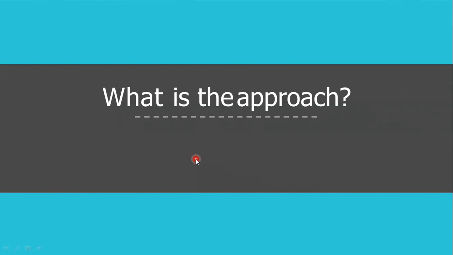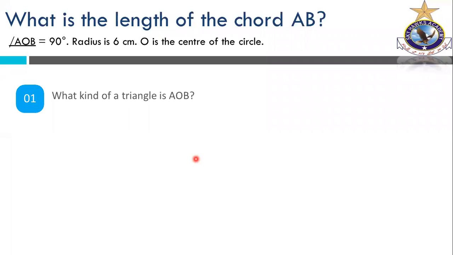So let's see what the approach is. The approach is very simple. What is the length of the chord AB? Think about what our question is. The question is in front of you, right at the top of our slide: what is the length of the chord AB? So we are looking for the length only. The given things are angle AOB, which is 90 degrees, and the radius of the circle, which is also given as 6 centimeters. O is the center of the circle. So we have this much information.